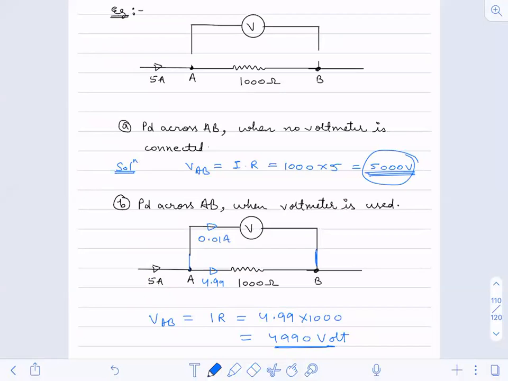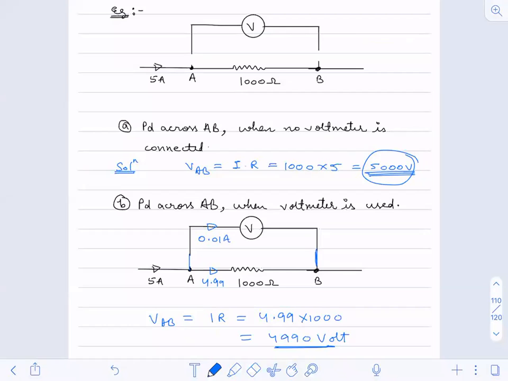Now you are putting a device to measure that potential, so your device should not include error. Because you are adding a device, it is introducing an error. Suppose you are asked to measure this length, and now your scale is itself having an error. So what will happen? You will give a wrong reading. This is what is happening here.